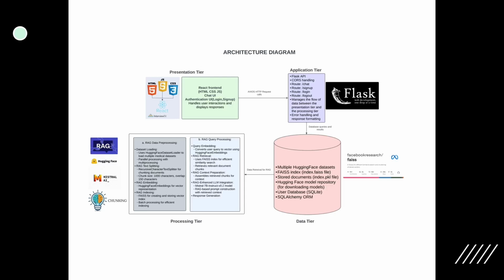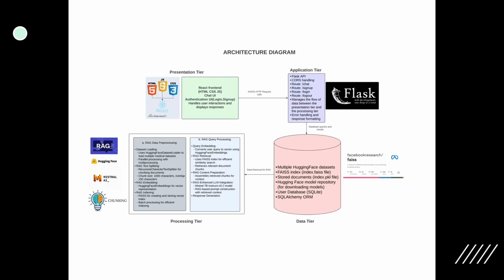Data tier. This tier stores and manages all the data required for your application. Multiple Hugging Face datasets. FAISS index, the index.faiss file, and the index.pkl file, and then the Hugging Face model repository for accessing and downloading AI models, such as the Mistral 7B. Then the user database, which is SQLite, which is used for storing the user information. And we have the SQLAlchemy ORM, which manages the database operations.